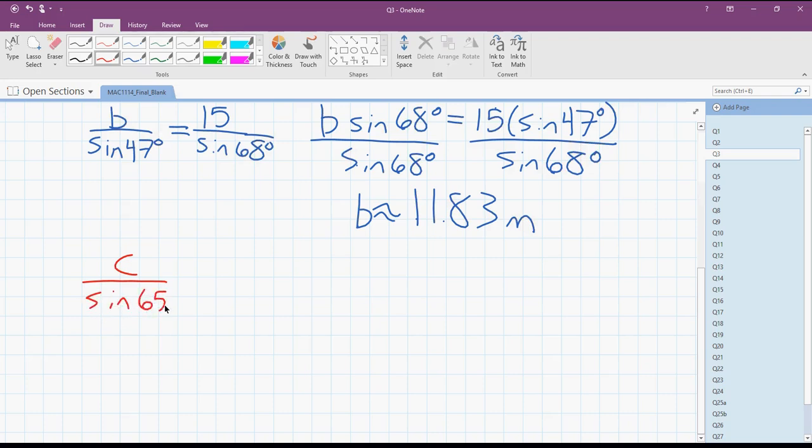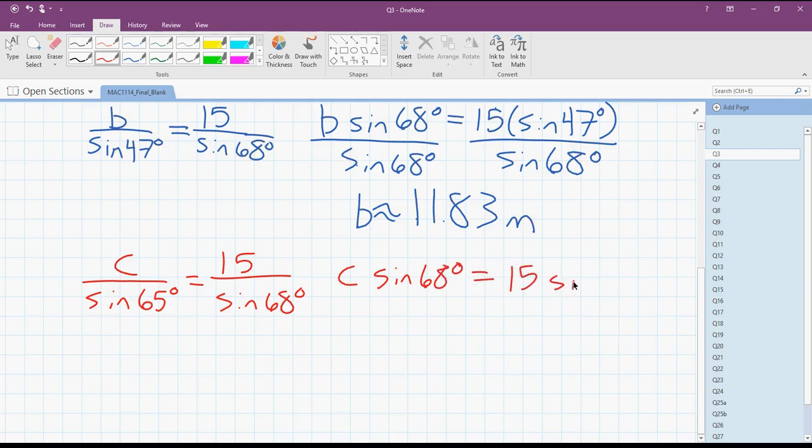So you can see it's pretty much the same fraction. The only difference is just the C is in there now and the sine 65. So you get C sine 68 degrees equal to 15 sine 65 degrees. And in the end, we want to divide by sine 68 degrees.